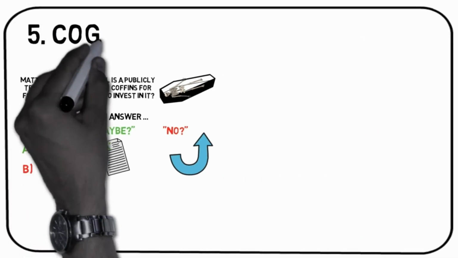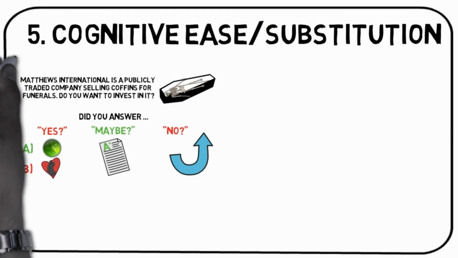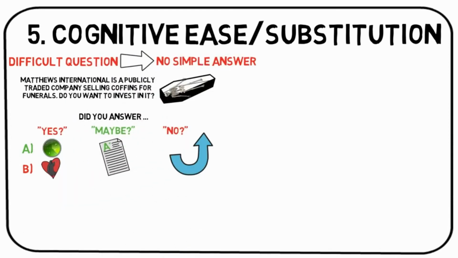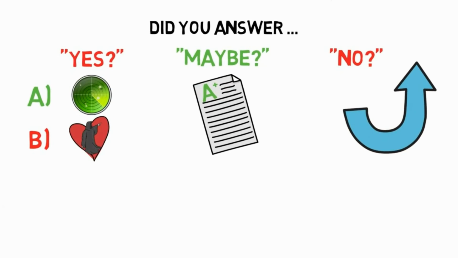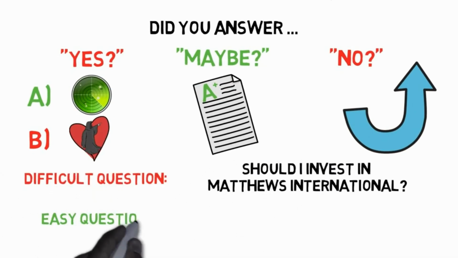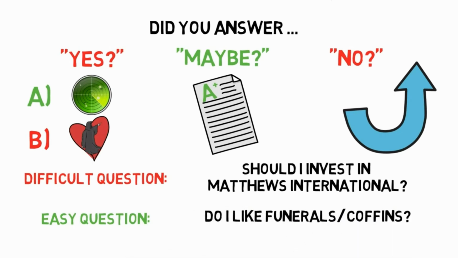This bias is called cognitive ease or substitution, and it's the final takeaway of this video. It states that when faced with a difficult question where a simple solution is not available, intuition still has a chance. It will have an answer ready for you, although it's not an answer to the original question. The question you faced, should I invest in Matthews International, was difficult, but the answer to an easier and related question, do I like funerals/coffins, came readily to your mind and determined your choice.